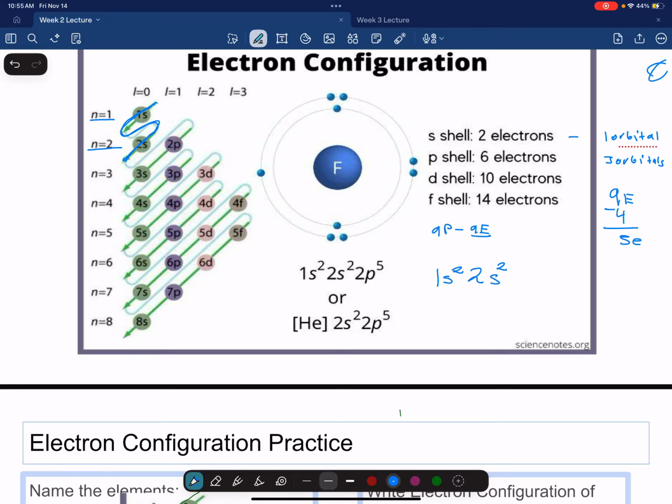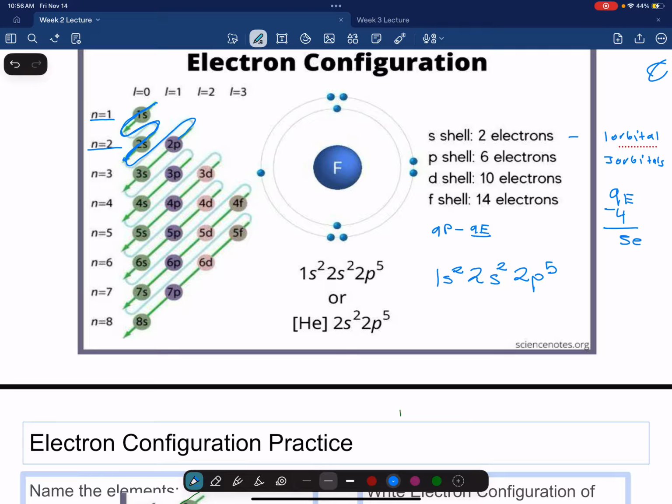So we're going to go to the next one, and that's going to be P, following this line. So the number of P is going to be 2p. We're going to write 5. So the P shell can hold 6 electrons, but we wrote 5 because we only have 5 more electrons to designate for the P shell for fluorine. So this will represent the electron configuration for fluorine.